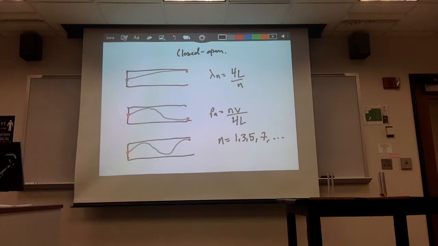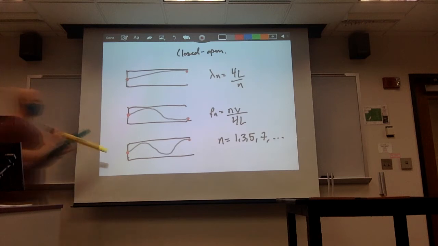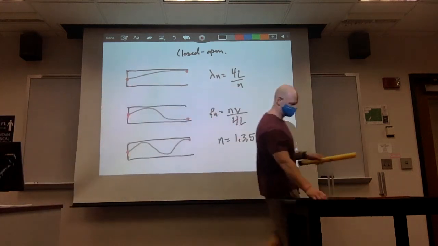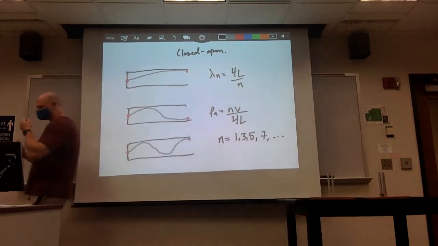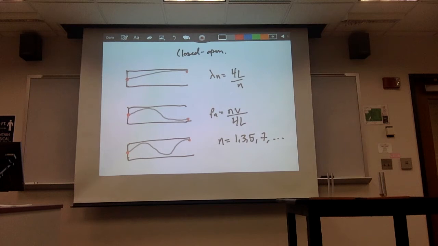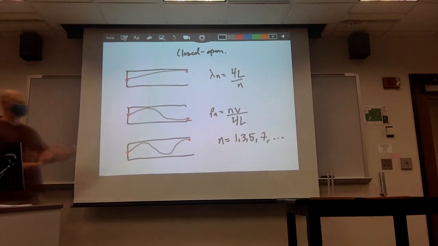Okay? So these are the standing waves. So again, we have interference. We can have interference by having, again, path length difference, or we can have interference by superimposing opposite moving waves on top of each other to create a standing wave.